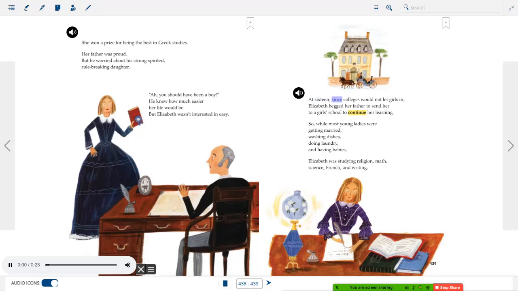At 16, since colleges would not let girls in, Elizabeth begged her father to send her to a girls' school to continue her learning. So while most young ladies were getting married, washing dishes, doing laundry, and having babies, Elizabeth was studying religion, math, science, French, and writing.